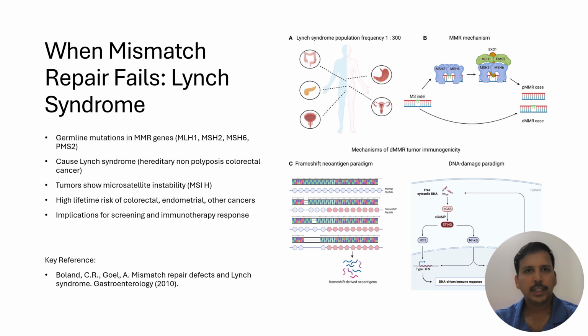Clinically, mismatch repair is best known through Lynch syndrome, also called hereditary non-polyposis colorectal cancer. Patients inherit a defective copy of an MMR gene, most often MLH1 or MSH2, sometimes MSH6 or PMS2. And when a second copy is lost somatically, cells lose mismatch repair capacity.